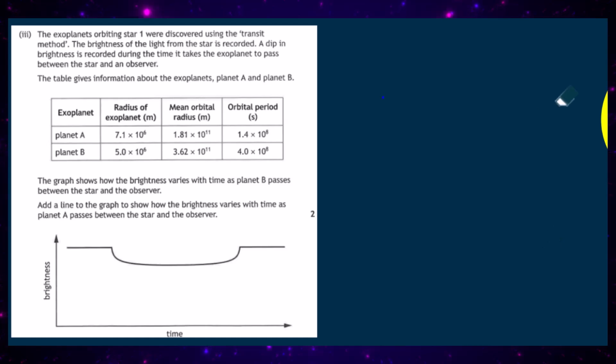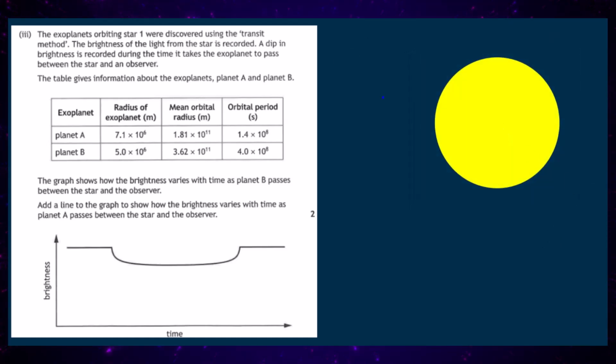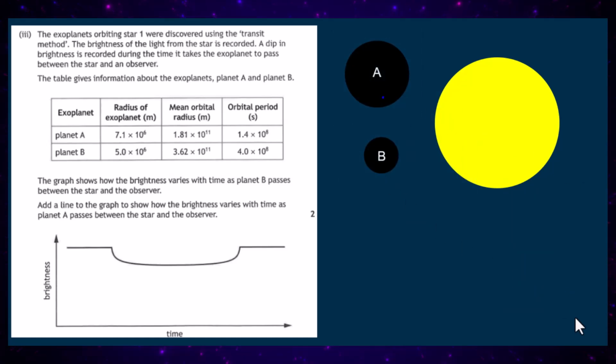And we can see we've got the star, like this, if I can do a wee sketch of the star. And we've got planet A, and we've got planet B. And you can see that planet A's radius is bigger than planet B's. But planet A is going to move round the star 4 times faster than planet B. Planet B's orbital period, the time it takes to make one complete lap, is going to be 4 times 10 to the power 8 seconds, and planet A is going to go through a lot quicker, 1.4 times 10 to the power 8 seconds for one complete orbit.